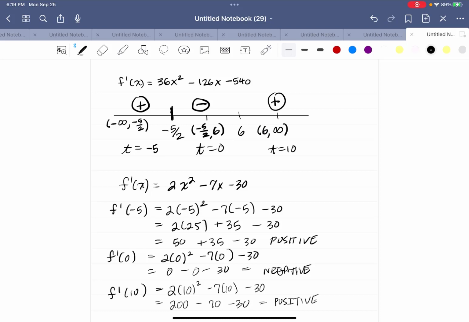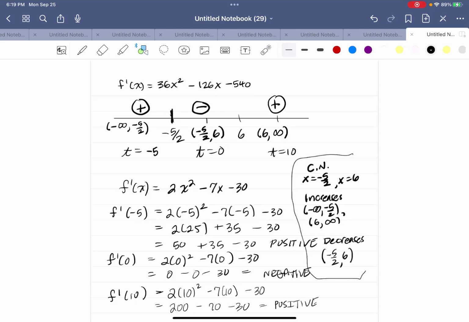So in conclusion, our critical numbers were x equals negative 5 over 2 and x equals 6. The function increases in two intervals, from negative infinity to negative 5 over 2, and again from 6 to infinity. And this function decreases in the middle interval, from negative 5 over 2 to 6. So these are our final answers for example number 6.